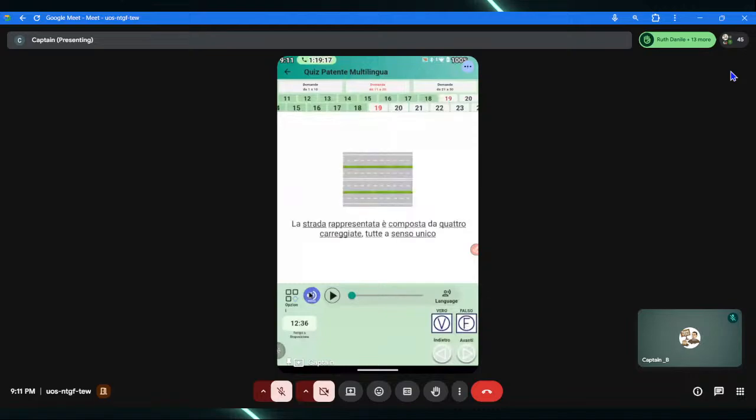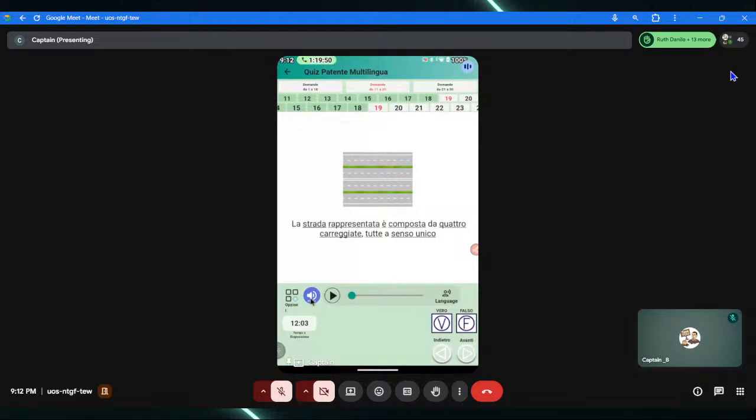La strada rappresentata è composta da 4 carreggiate, tutte a senso unico. Wait again, sir. Love it. Sir, what is carreggiate? Carreggiata is the correct way. Falso. This is the correct way. Passo.